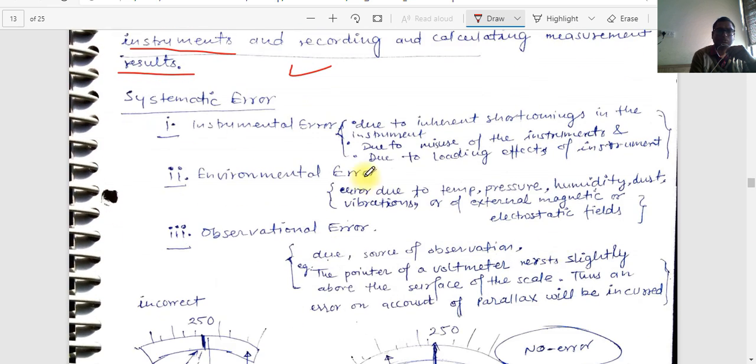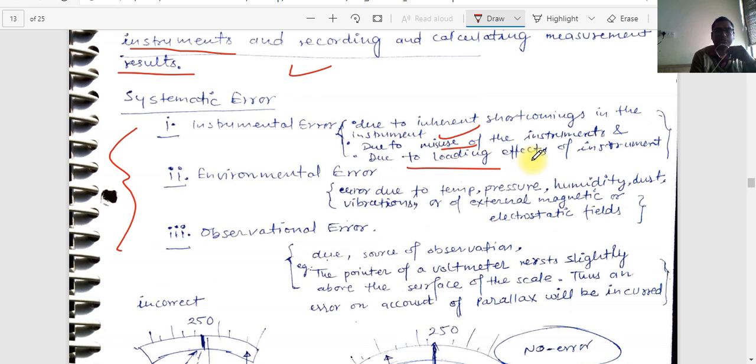And the systematic error is categorized into three categories: instrument error, environmental error, observational error. What is the instrumental error? Due to inherent shortcomings in the instrument, due to misuse of the instrument, abnormal use of the instrument, due to loading effect of the instrument.